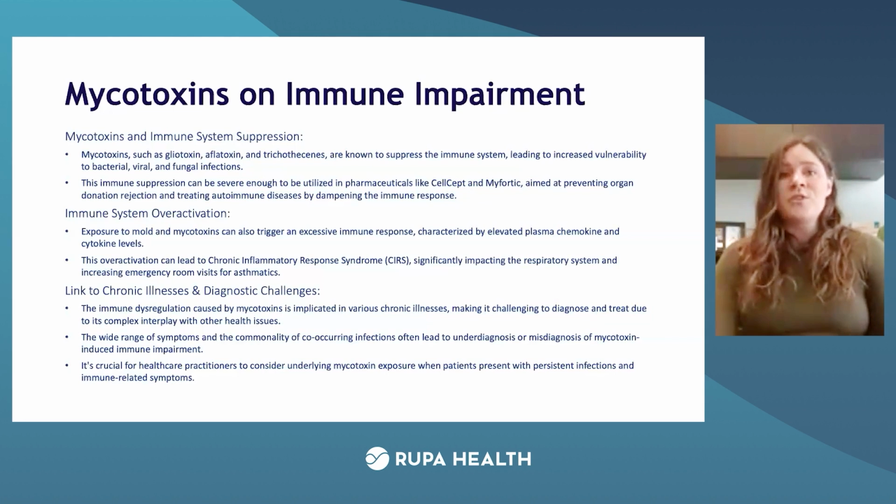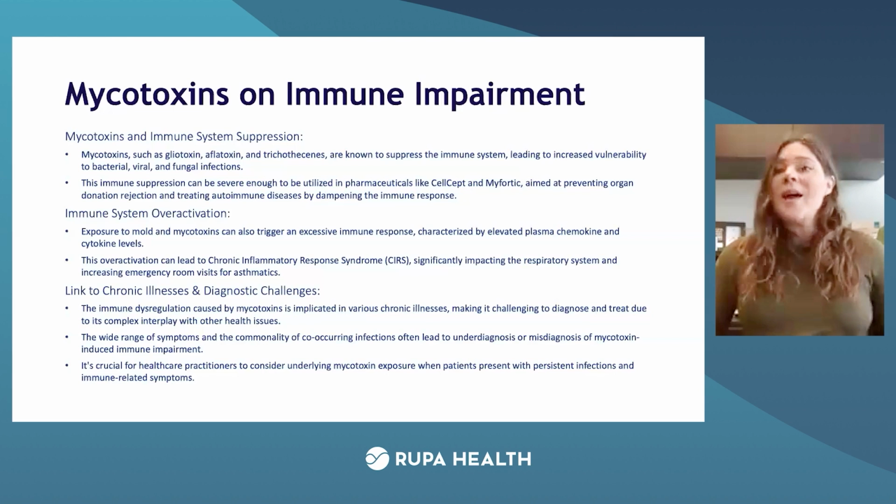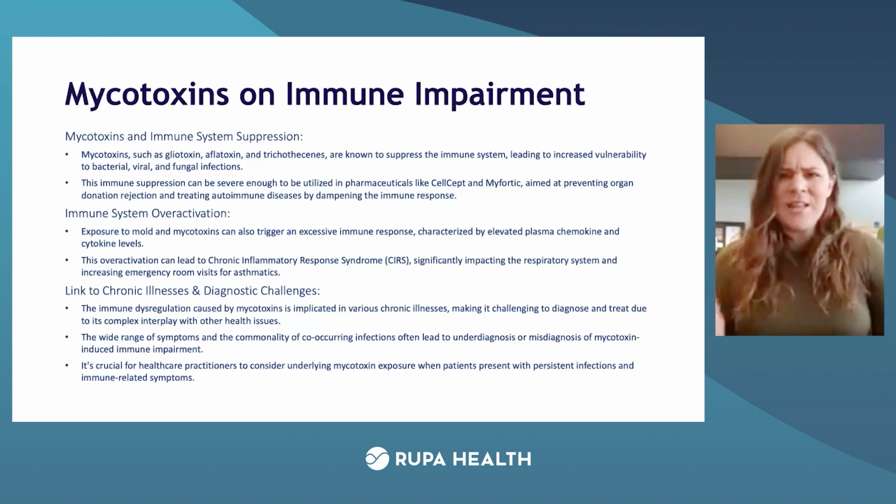And so when we think about immune suppression, I don't know about you guys, but I think about immunosuppressant drugs. This is going to be a little bit harder to pick up on than that. So classically, a lot of your mycotoxins, like ochratoxin or aflatoxin, can cause cancer.